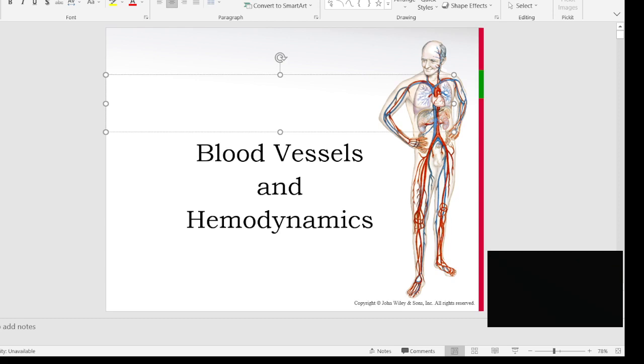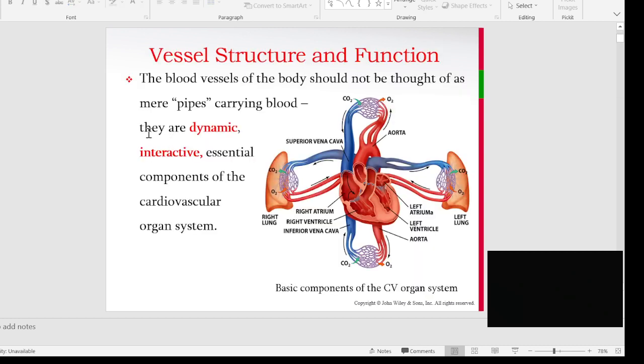So, good afternoon, everybody. Today we're going to talk about blood vessels and their hemodynamics. Basically, we'll talk about the anatomy of the blood vessel, especially the area where the movement of gases and fluids is happening.